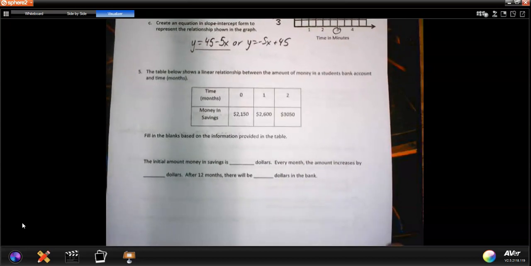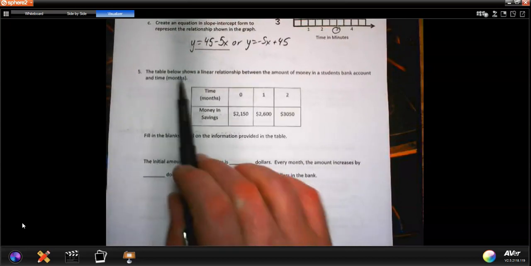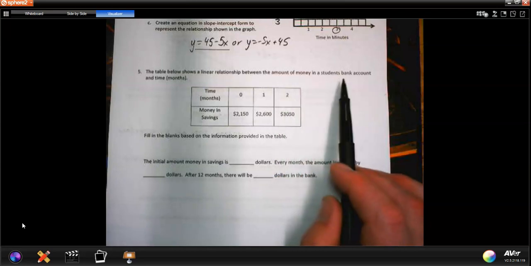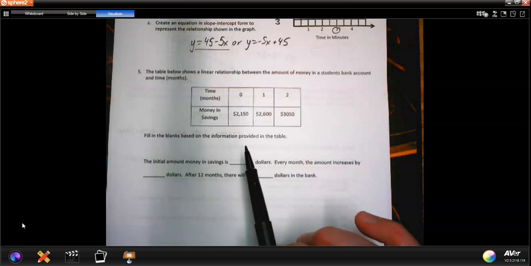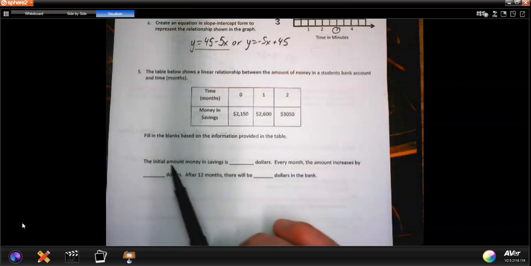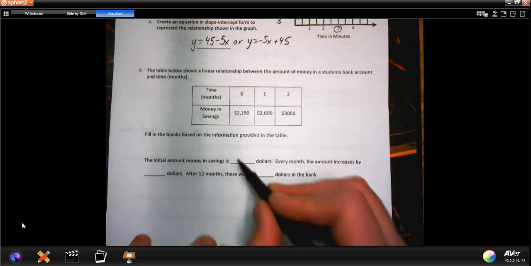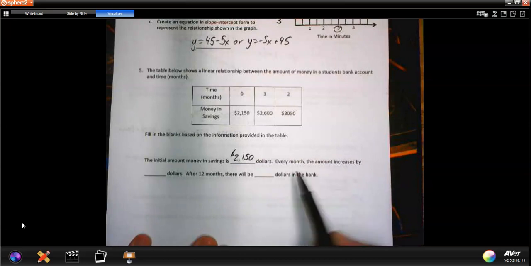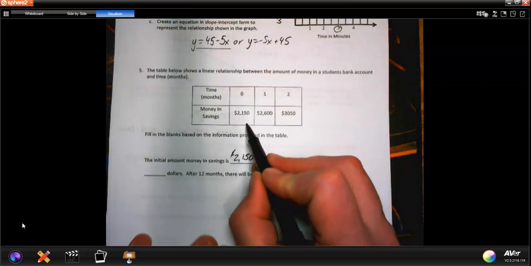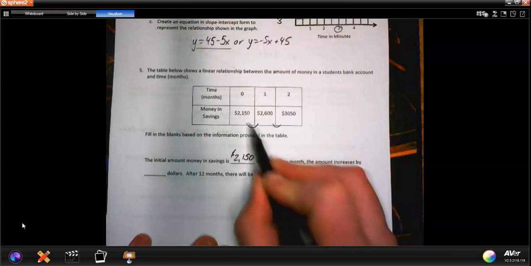The initial amount of money. So we got here, the table shows a linear relationship between the amount of money in a student's bank account and time. Fill in the blanks based off this information provided. Cool. All right, so they start here with $2,150, right? So the initial amount of money is $2,150. Sweet. Every month, the amount increases by, well, let's see here. How much does it go from here to there, from here to there?